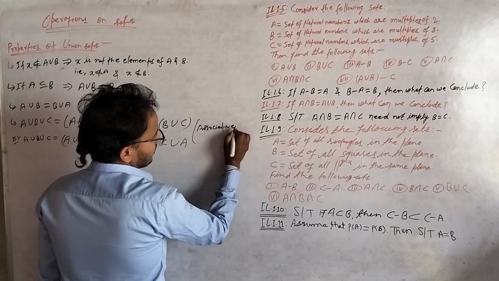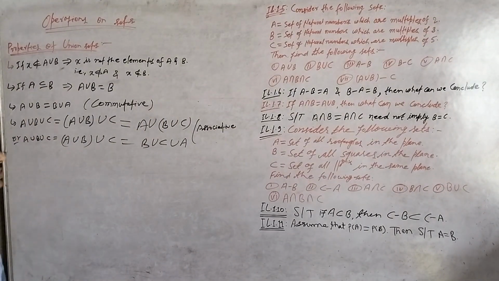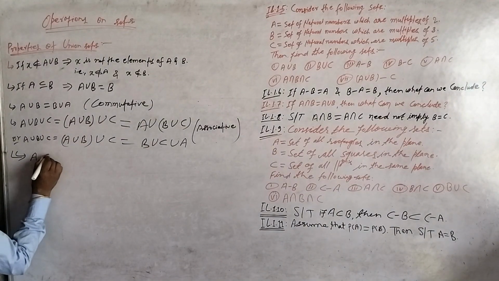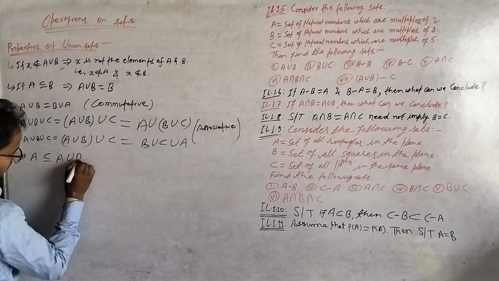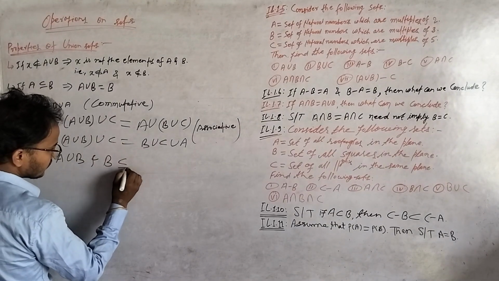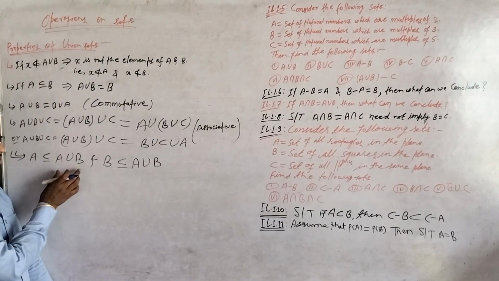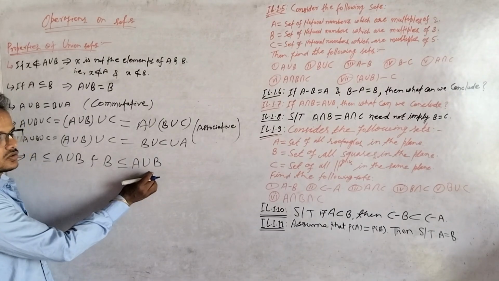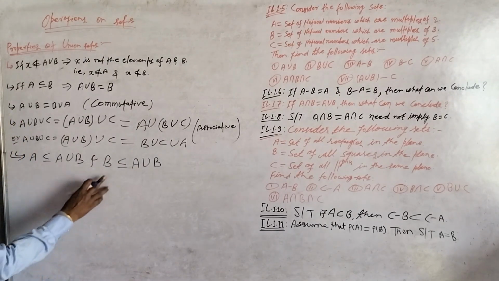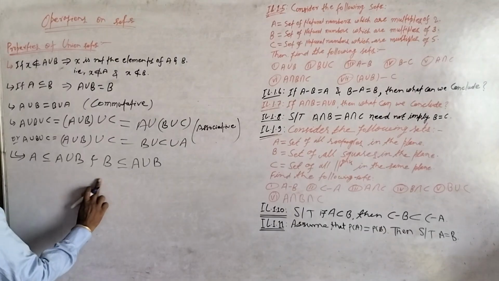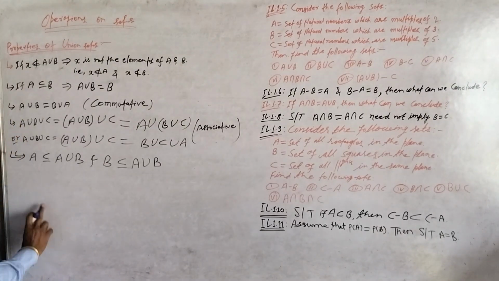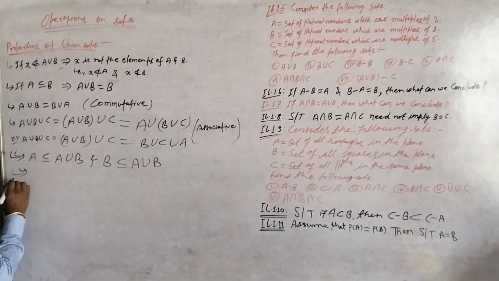Associative law. And the next property: A is a subset of A union B, and B is a subset of A union B, because the elements of A also belong to A union B, and the elements of B also belong to A union B. This is always true.